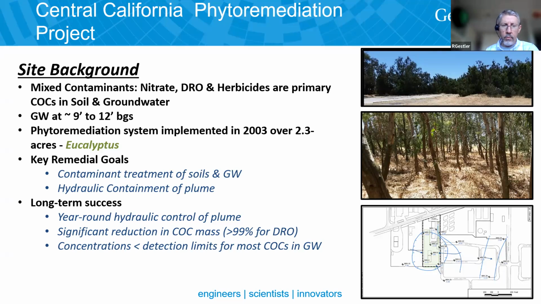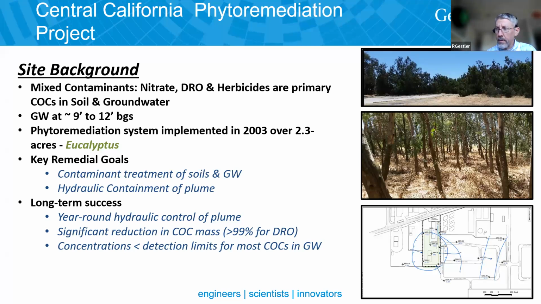Key remedial goals then were contaminant treatment of the affected soils and groundwater, and critically, hydraulic control of the contaminant plume. There is a residential neighborhood just hydraulically down gradient of this site, within 200 feet. And some of the contaminants at this site are volatile. So of course you have a vapor intrusion concern. So hydraulic control is a critical goal for this system.